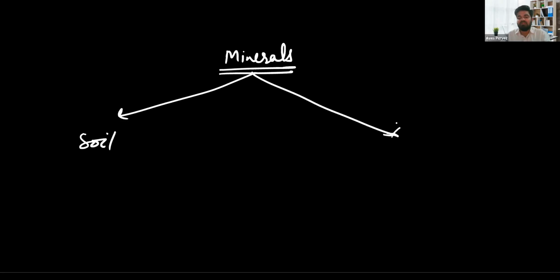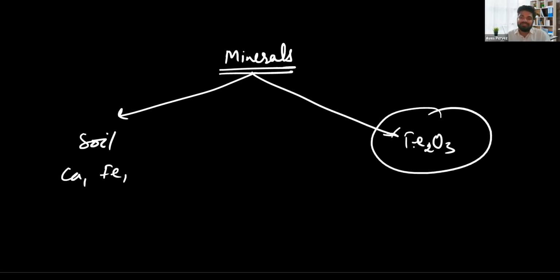Okay, and if I have this one, that is Fe2O3. Okay, so these both are minerals because they contain calcium, iron and some other elements also. So they consist of iron, and soil consists of calcium and iron. Okay, and this has iron, so it is a rich source of iron. So we will consider this mineral as an ore.